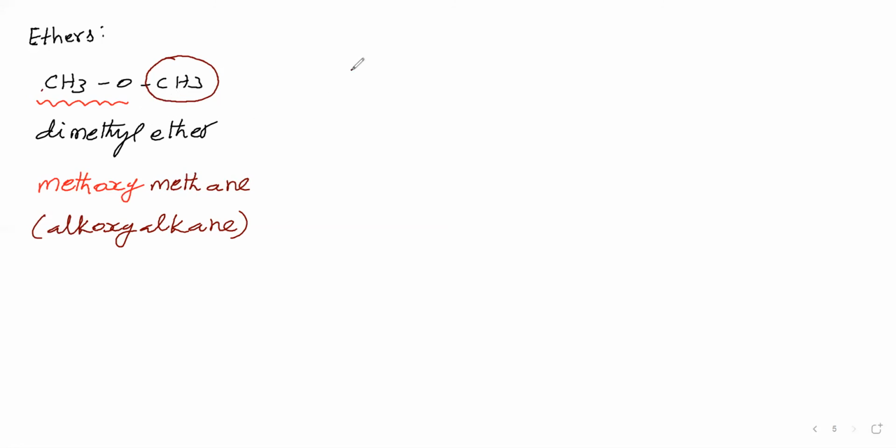Next we will take CH3, CH2O, CH3. Now we will say the common name. This CH3CH2 is called ethyl. This CH3 is called methyl. This O is called ether. Therefore, ethyl methyl ether. Why do we say ethyl first, then methyl? In ethyl the first letter is E, in methyl the first letter is M. E alphabetically comes first, M next.